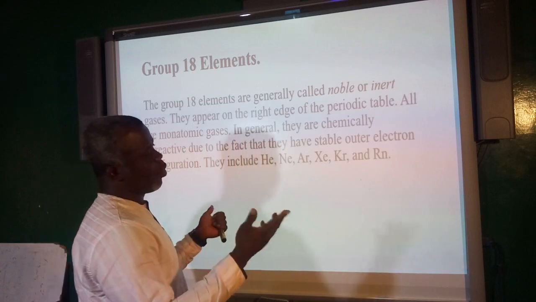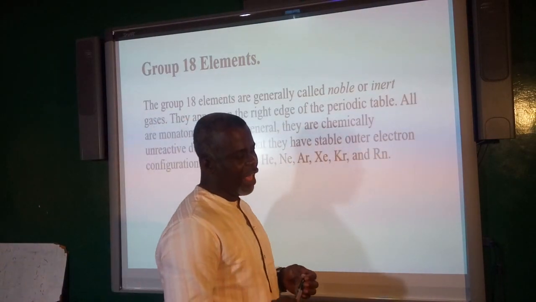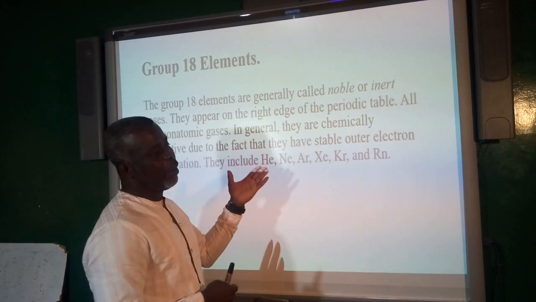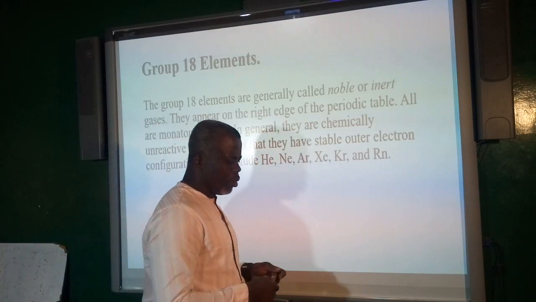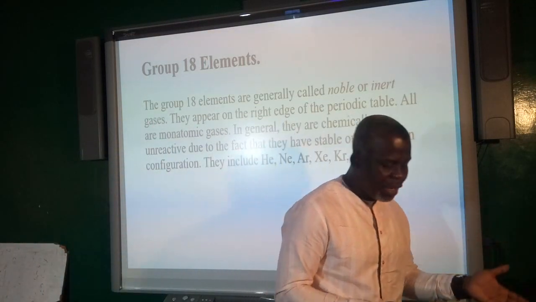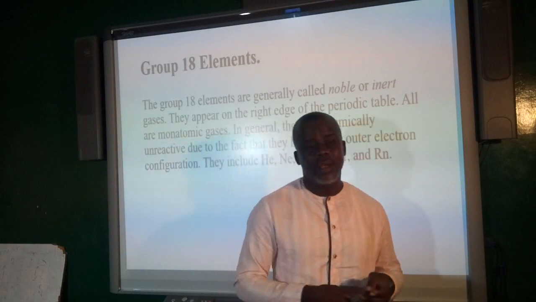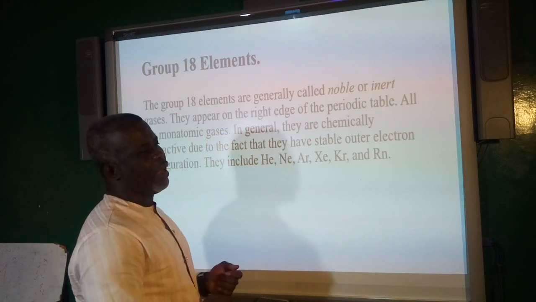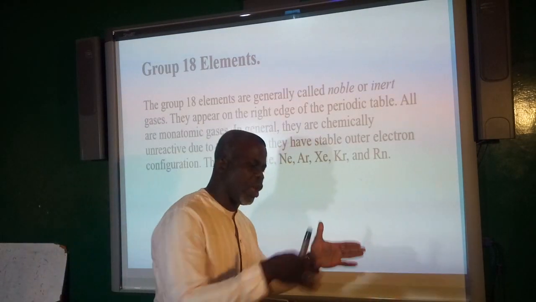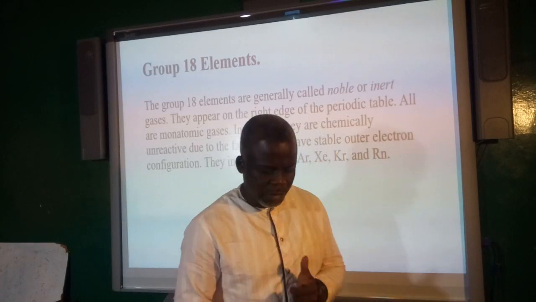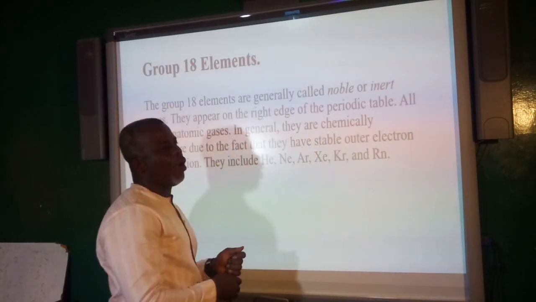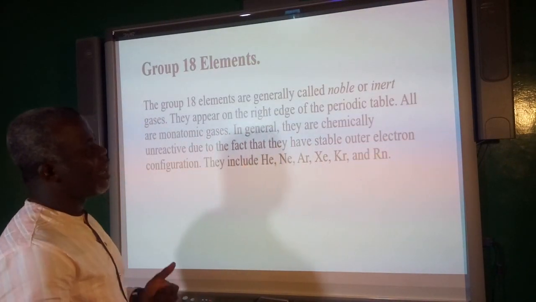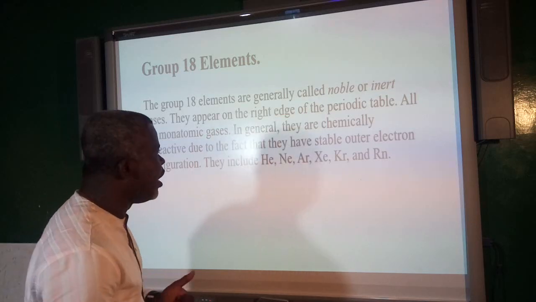Helium is 1s2, so the only shell or subshell is full. Then you take neon. By the old arrangement, we have 2,8. The atomic number is 10, or 1s2, 2s2, and 2p6. So the valence shell, or the outermost shell, is also full. Likewise, all of them have this stable outer electron configuration, and that is why they are given the name noble or inert gases.